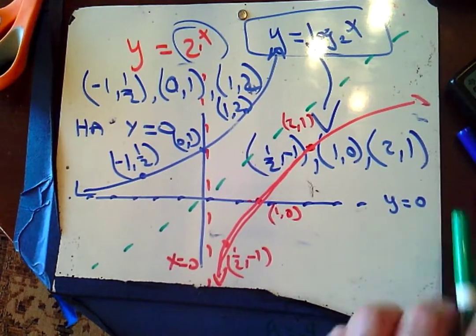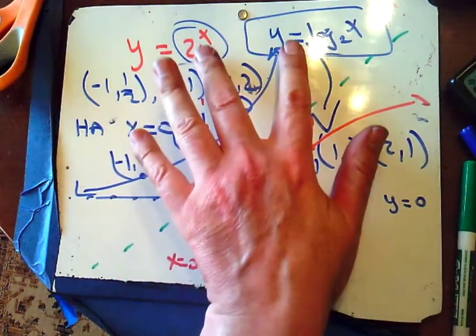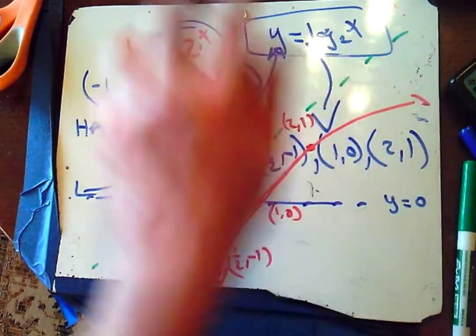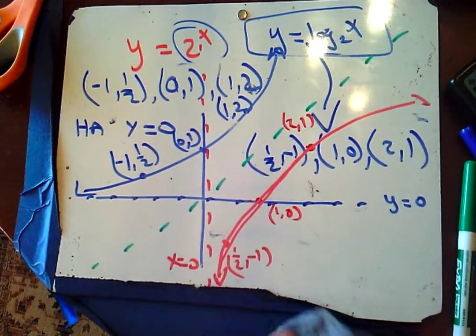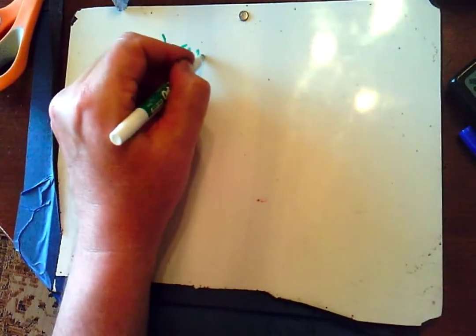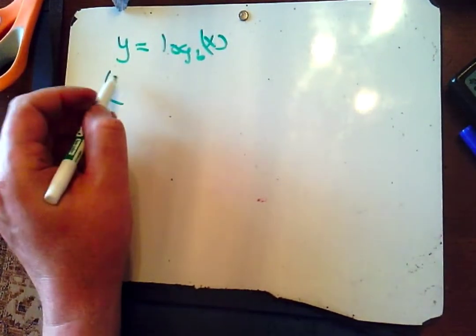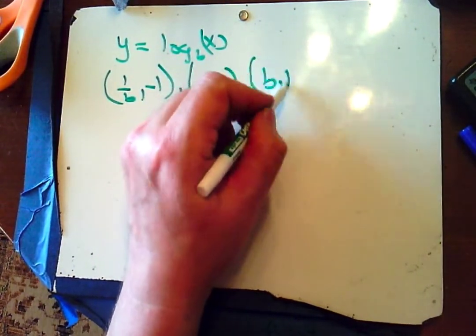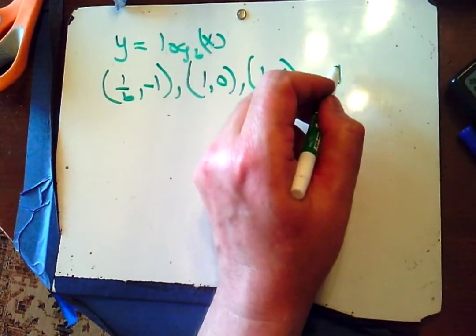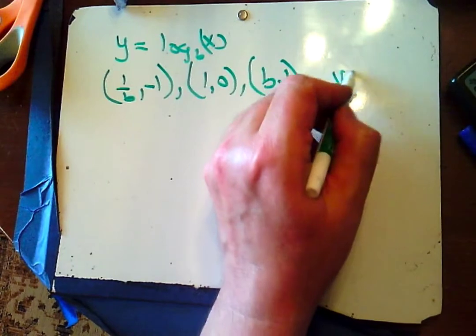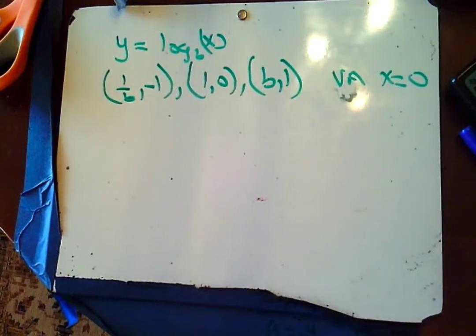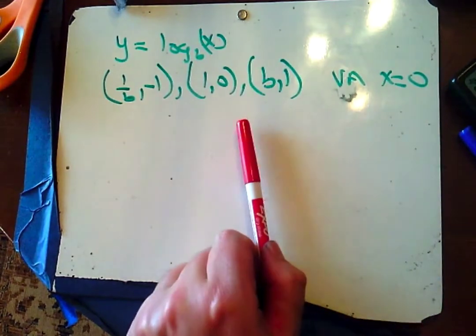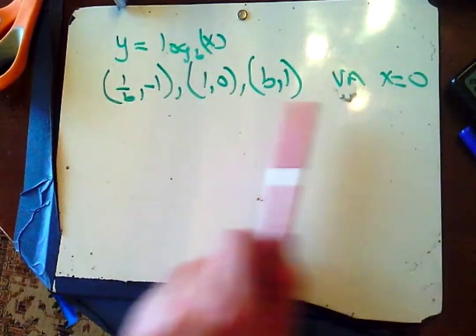Okay, so those two things confirm for me visually that this algebraic work we did to find this inverse function was correct. So let's just reiterate. One, we've got a new reference graph. Y equals log base b of x passes through (1/b, -1), (1, 0), (b, 1), and has a vertical asymptote of x equals 0. We're going to need this, I promise. So please make sure you know your reference graphs.